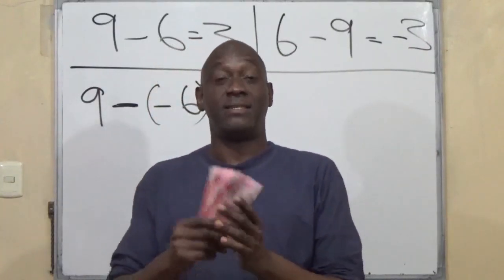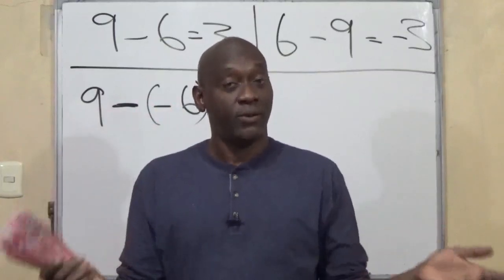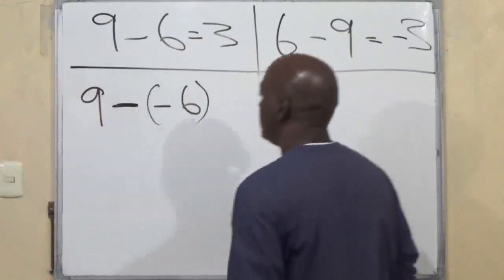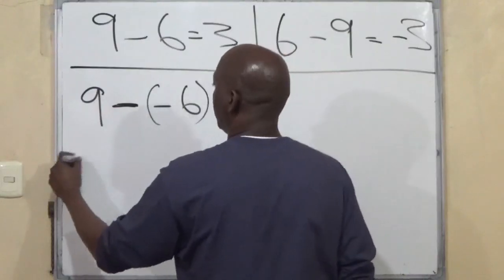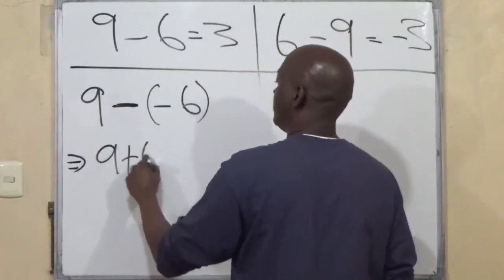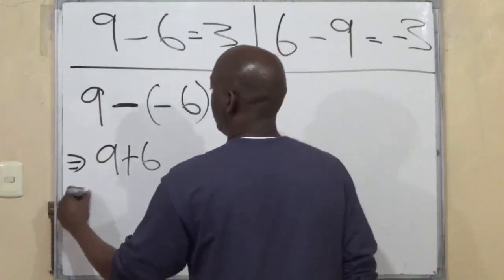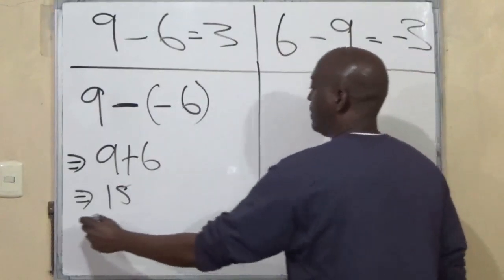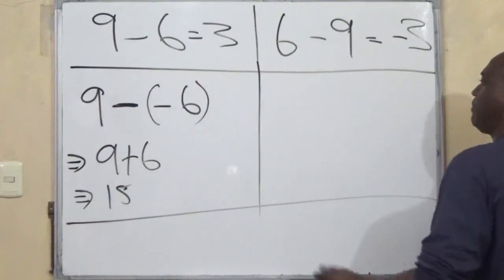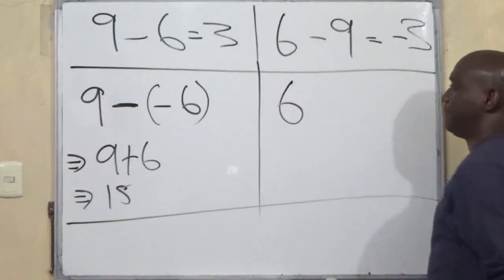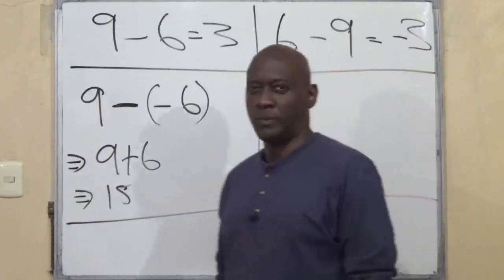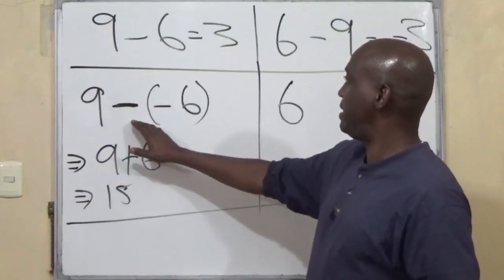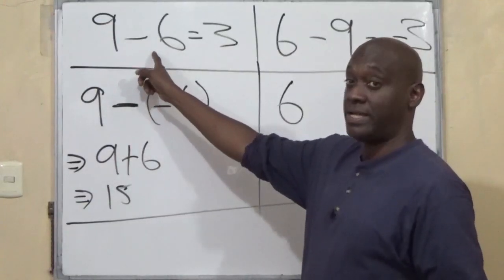That is 9 plus 6, which will give you a 15. Right? So you have minus minus. This would be 9 plus 6, which will give you 15. Right? And by the same token, if you have $6, right? So in other words, this is a reversal of this, as you can see.